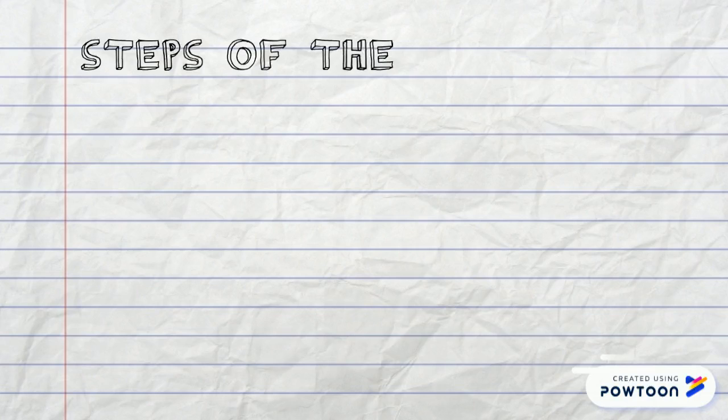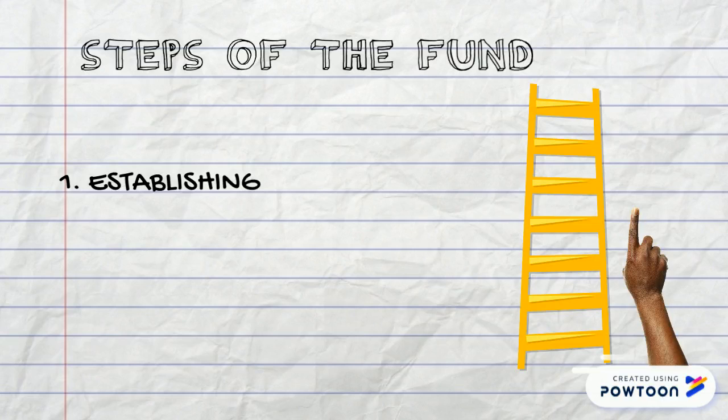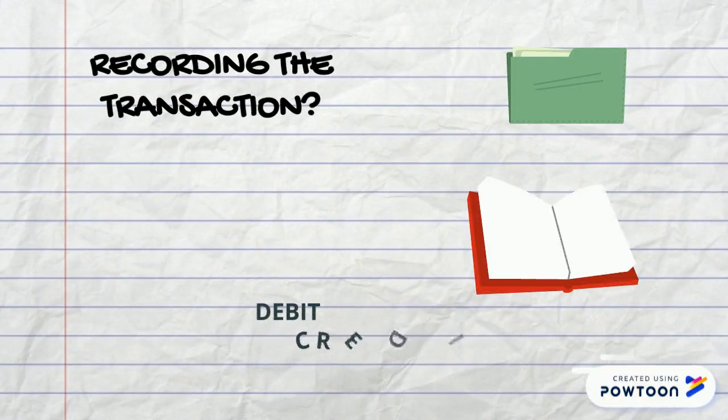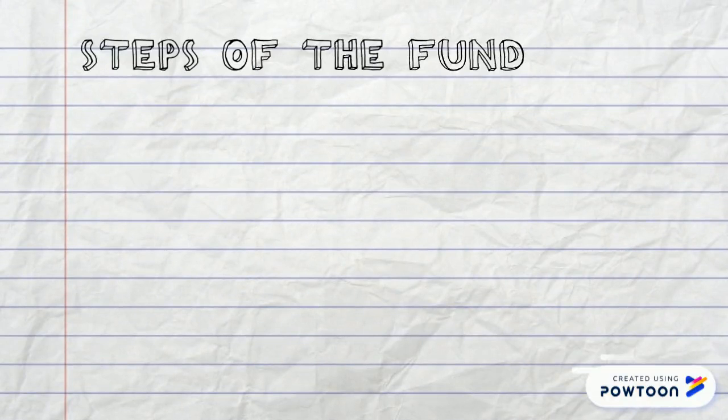Now that we have discussed what a petty cash fund is and why a business would need it, we need to now delve into the 3 steps of the fund. The first step is establishing. To establish a petty cash fund, a business needs to write and cash a check for the desired cash amount, and then place the cash in a safe location under the care of a designated employee. In terms of recording this transaction, the business would debit the petty cash amount and credit the cash amount to establish the fund.